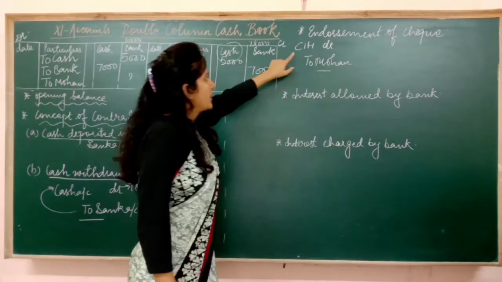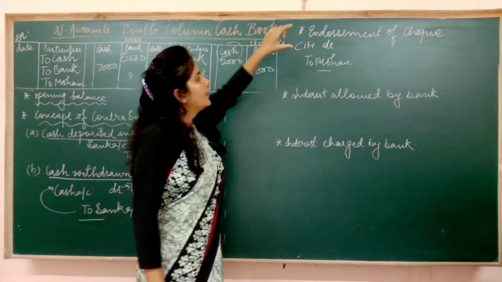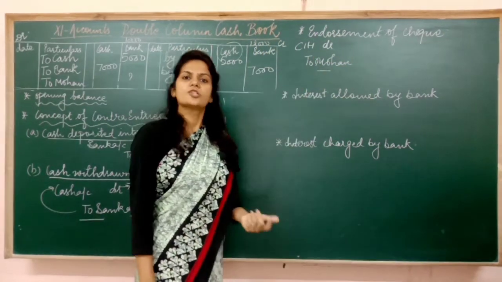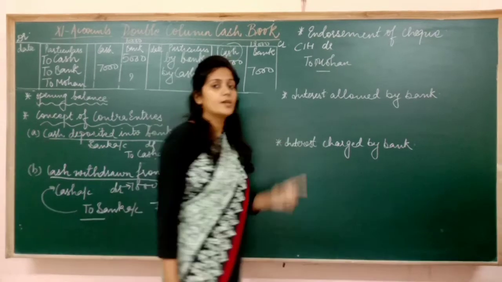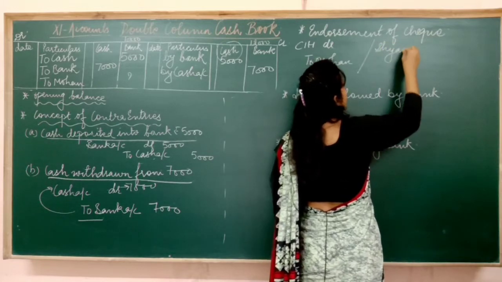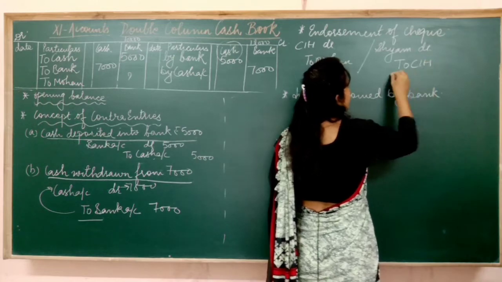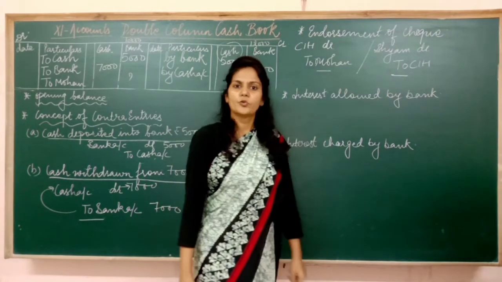Now this check I have received from Mohan, not deposited into the bank. I am giving the same check to some other person, that is Shyam. So what entry I am going to pass? In that case, Shyam will become the receiver and checks in hand goes out. Why? Shyam becomes the receiver and checks in hand goes out.